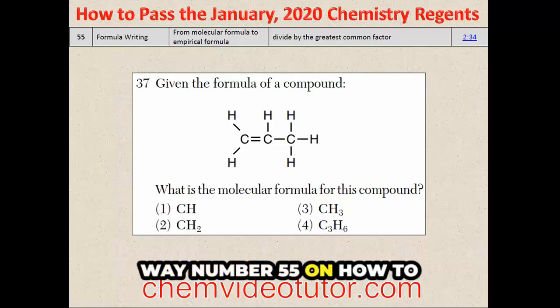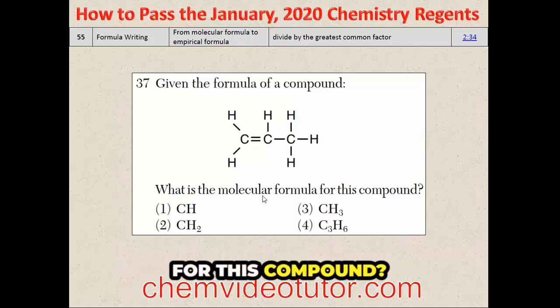Way number 55 on how to pass the January 2020 Chemistry Regents. What is the molecular formula for this compound? A molecular formula is simply all the atoms in that formula. So we have three C's and we have 1, 2, 3, 4, 5, 6 H's, making this answer choice 4.